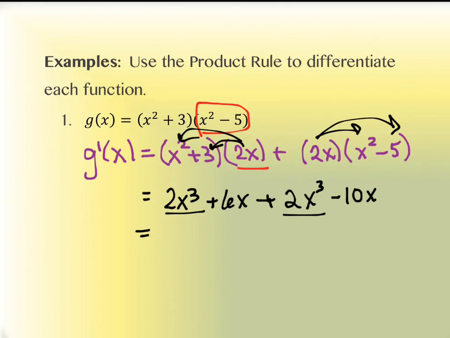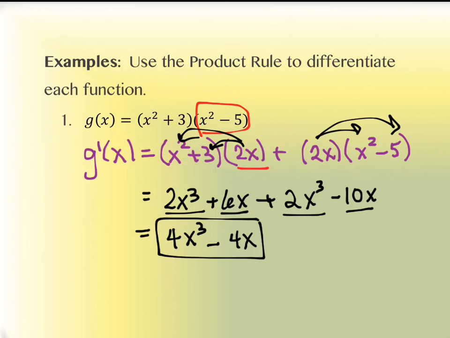These can combine, right? So I have 4x cubed. And these can combine, so I have minus 4x. So the grand result of our work was 4x cubed minus 4x.